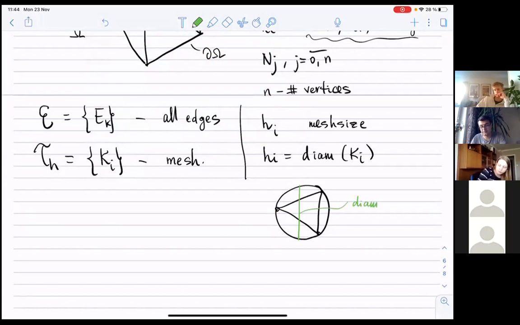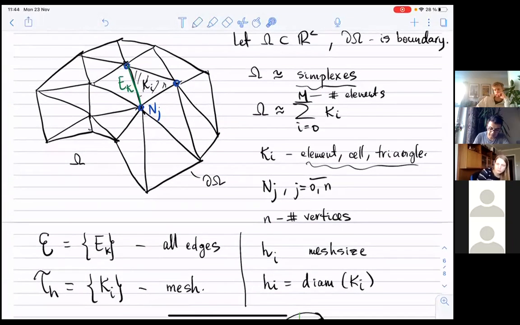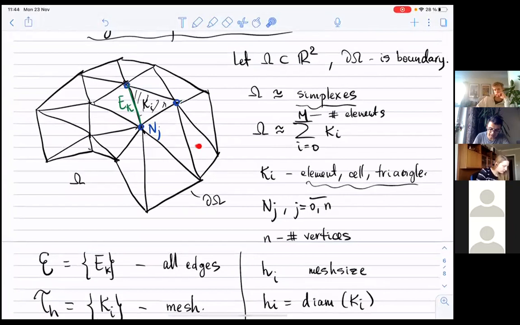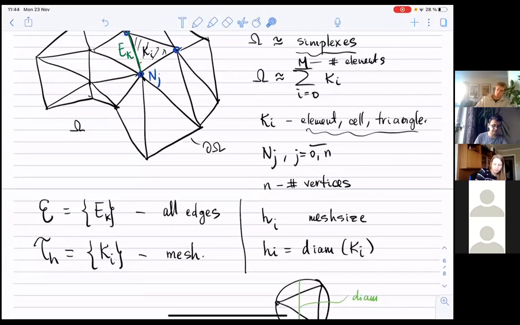Now this is one way of defining the mesh size. But there are many ways, of course. If you look at this stretched element here, the diameter of this could be quite big. But if you look at this little one, the diameter is, of course, something else. And as I say, there are many ways of defining the mesh sizes.